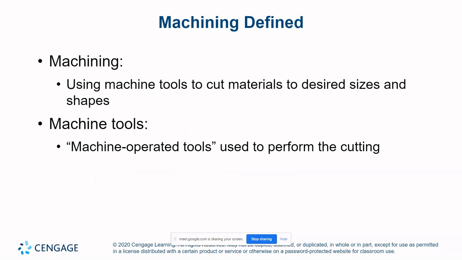Machining defined. So machining is the using of machine tools to cut materials to desired sizes and shapes. But what are machine tools? Machine tools are machine-operated tools used to perform the cutting.